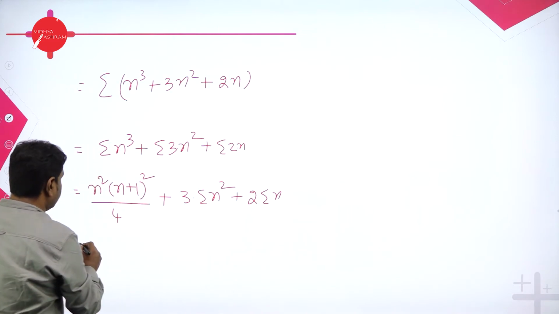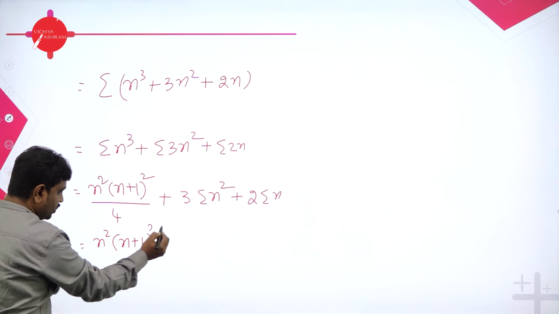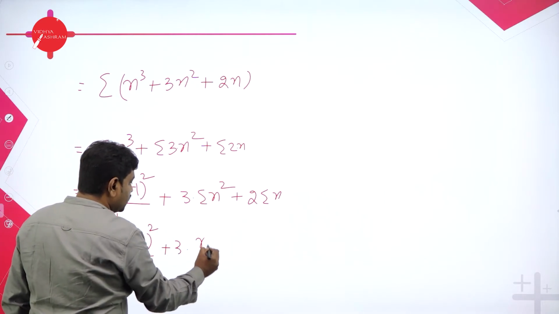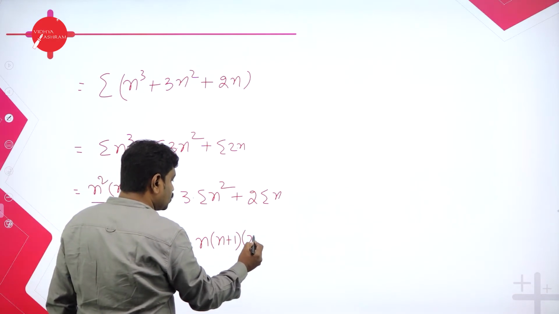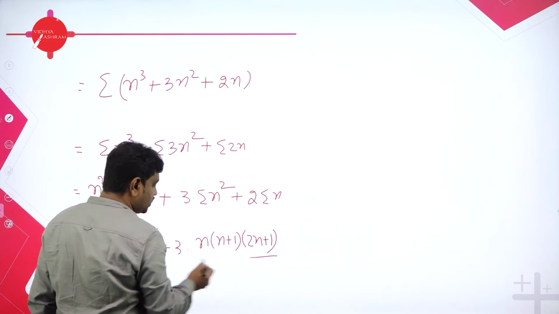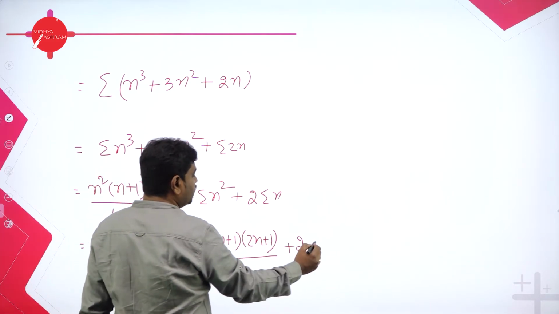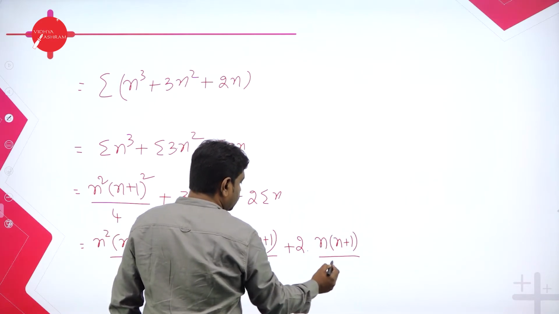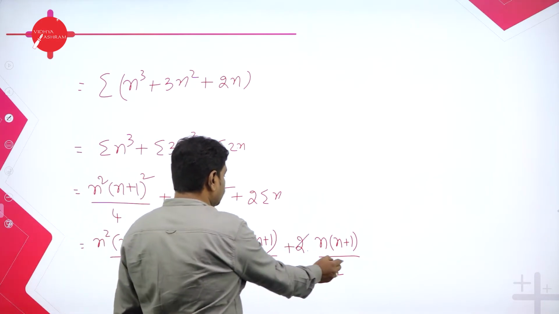So now further, n square into n plus 1 the whole square by 4 plus 3 times, what is sigma n square? Sigma n square is n into n plus 1 into 2n plus 1 by 6, the formula for sigma n square. And 2 is constant, we took it out. Sigma n, what is sigma n? N into n plus 1 by 2. You know, further we need to simplify this. So I can cancel 2 twos.